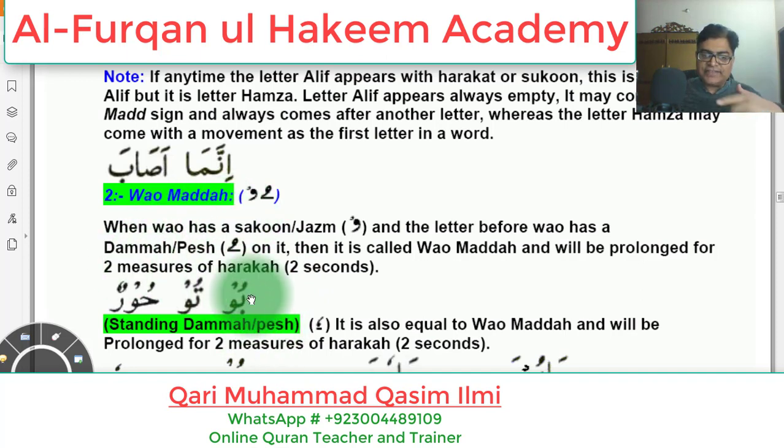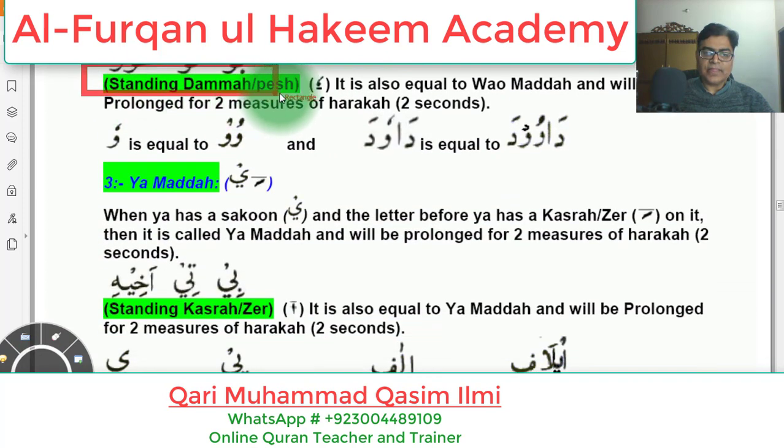For example, ba pesh waw, bu, ta pesh waw, tu, ha pesh waw, hu, ra tu pesh run, hurun. Bu, tu, hu, run. Right, this is a waw maddah. Standing dhamma, pesh. This is the standing dhamma. Look at this, the standing dhamma. It is also equal to waw maddah and will be prolonged for 2 measures of harakat, 2 seconds.